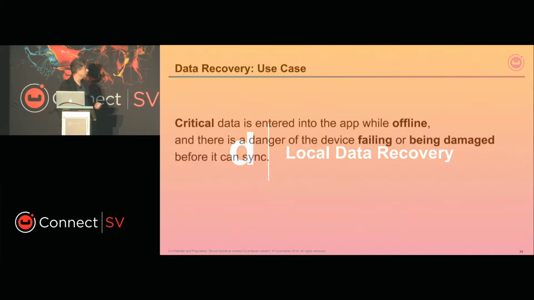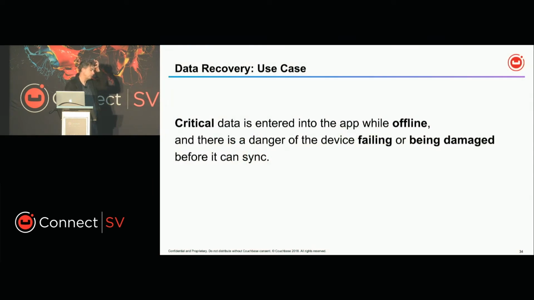Local data recovery is sort of a niche case, but very critical for some customers. The idea here is that if your users are entering data into the app while they're offline, and there's a danger that the device they're entering it on could get lost or destroyed before they can reconnect online, then this is a thing to consider. This is an actual real-world use case that applies to some of our customers who are doing things like package delivery, where sometimes their devices get run over by a truck or a heavy package gets dropped on them or something.